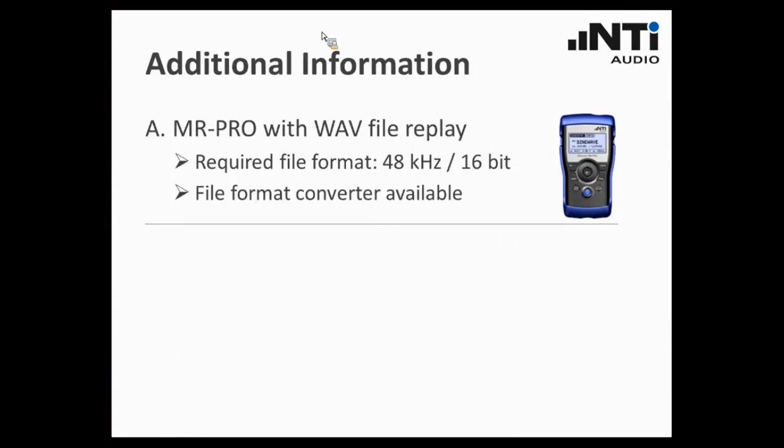I guess you know that the MR-PRO can always replay WAV files. There are a couple of WAV files pre-saved on the device, but you can also create your own WAV files and download them to the MR-PRO via the USB link. Just keep in mind that the file format of these WAV files must be 48 kilohertz sampling rate, 16-bit resolution. If your WAV file does not have this format, you have to convert it. But fortunately, NTI offers a free file format converter that you can download from the myntiaudio.com website.